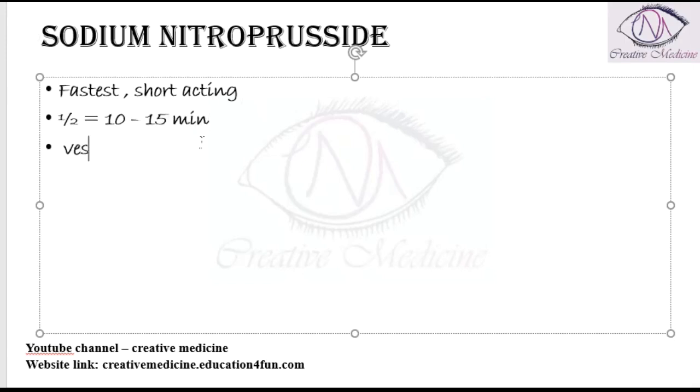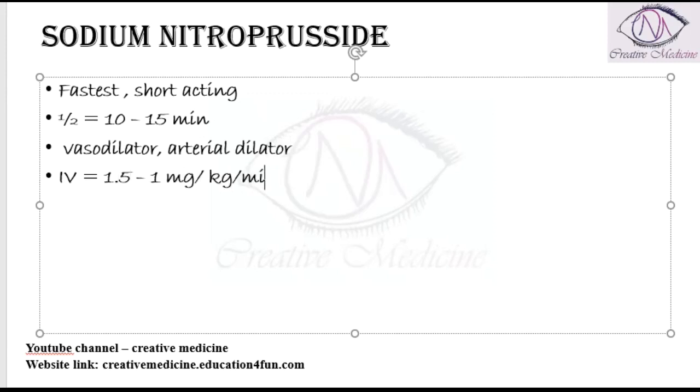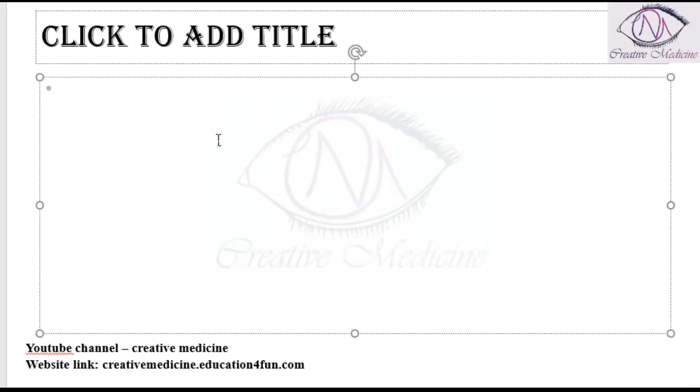It dilates the veins and it is also an arterial dilator. So it is a combined venodilator and arterial dilator. It is mainly given IV in the dosage of 0.5 to 1 milligram per kg. So sodium nitroprusside is a fast acting combined vasodilator.